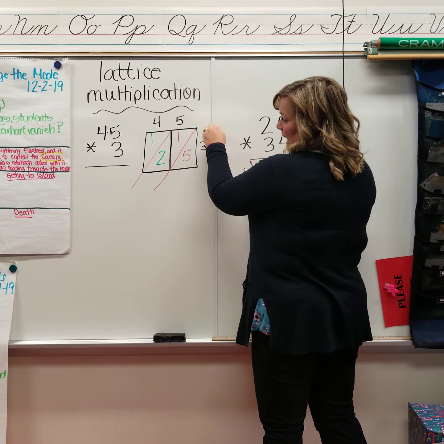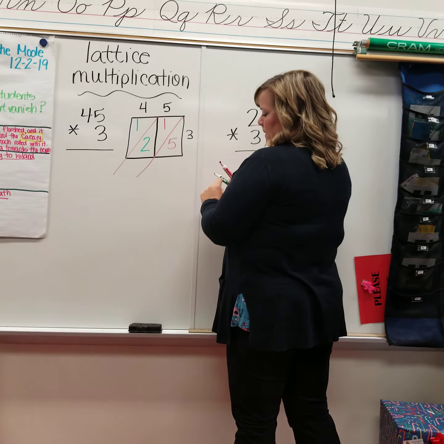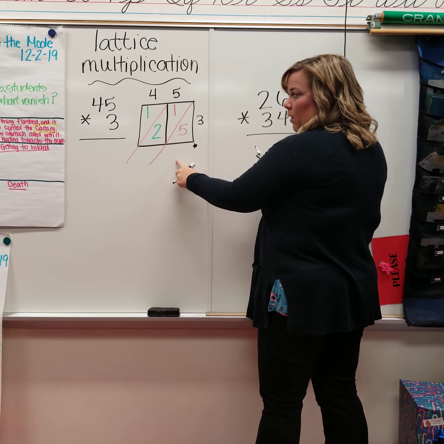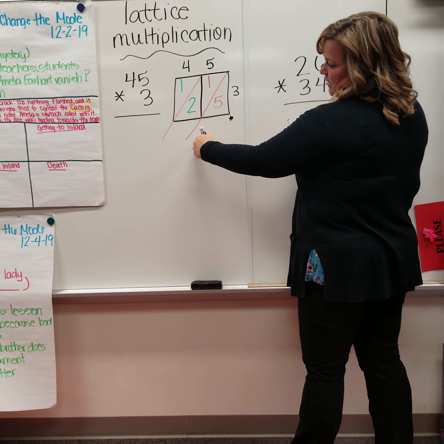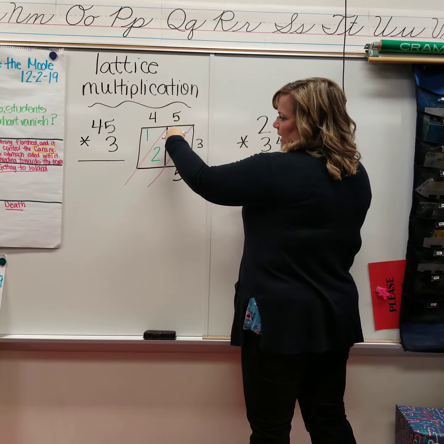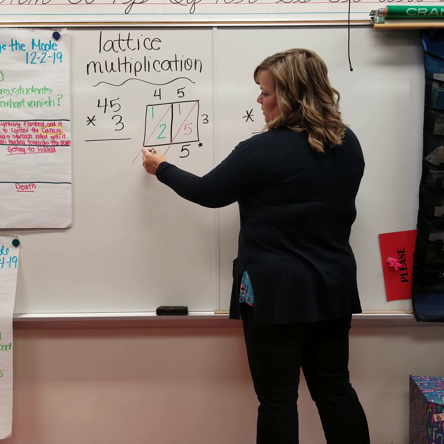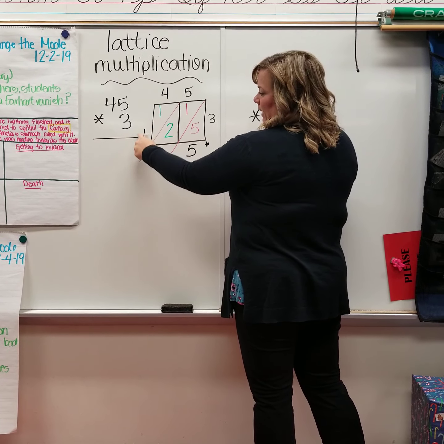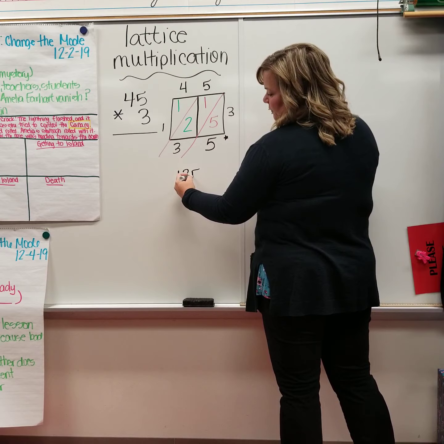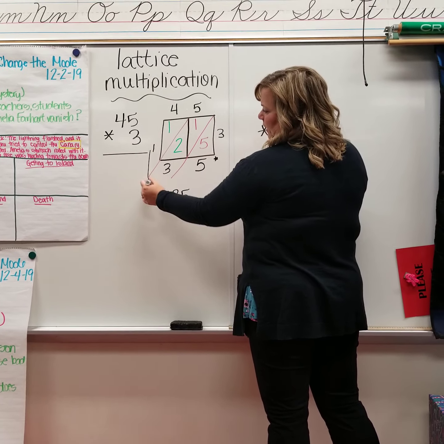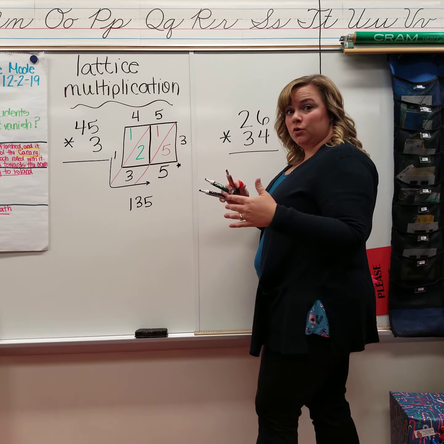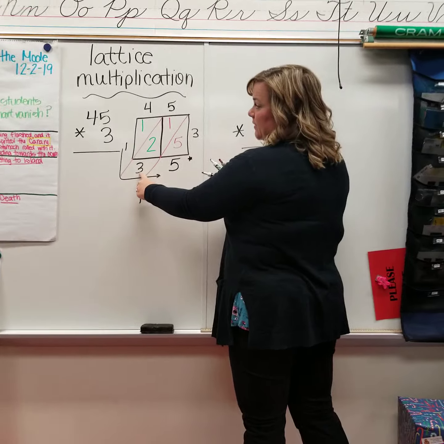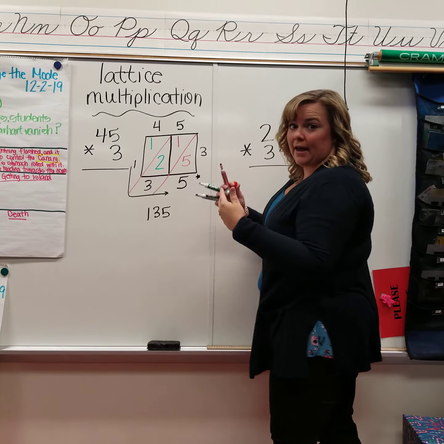Then what I do is I add along the diagonals, but I always want to start my addition here because ultimately this is going to be the ones place. So if I add along this diagonal, that's a 5. If I add along this diagonal, 1 plus 2, that's a 3. I add along this diagonal, that's a 1. So my answer would be 135 because I add this way, but I read it this way. If you had to carry a number, like let's say this added up to a 17, you would put the 7 down here and you'd carry the 1 up here and add it in as well.